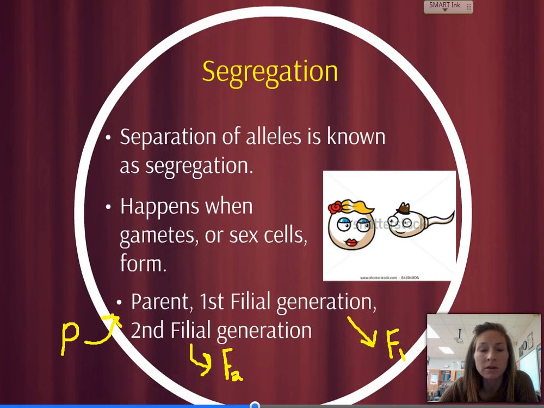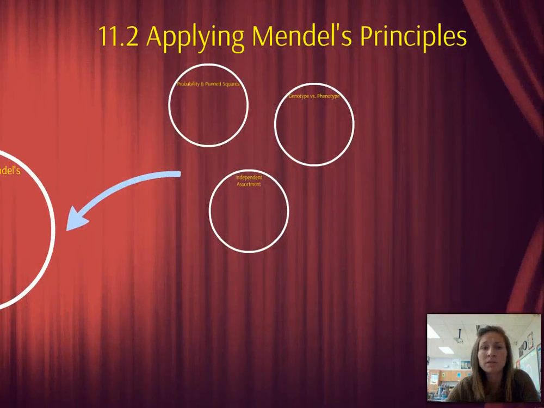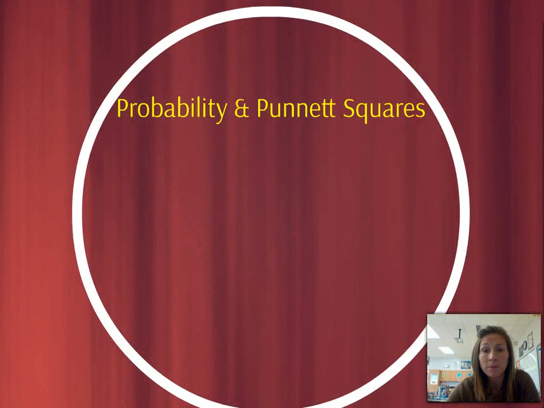So when we talk about the passing on of these different alleles, you'll be seeing these abbreviations used to represent what set we're talking about. The parent, the first set of offspring from the parent, or the offspring of the offspring, which would be the F2. So 11.2 talks about applying Mendel's principles and primarily talks about probability and the use of Punnett squares in order to predict a genetic cross.